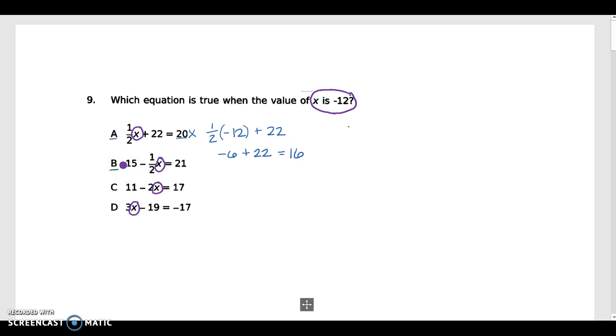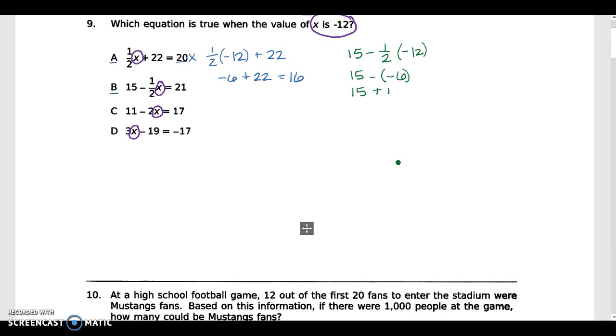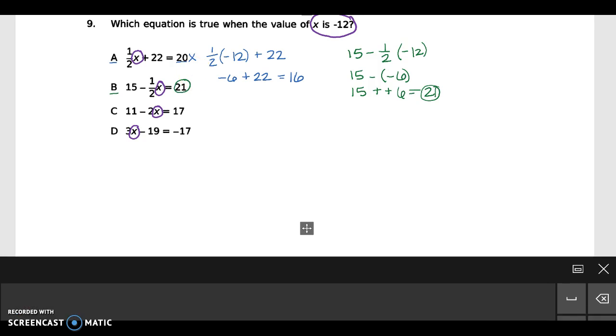B says 15 minus 1/2 times -12. So 15 minus 1/2 of -12 is -6. So minus a negative becomes 15 plus a positive, right? Plus a positive 6. So that's going to equal 21. So that seems to match, but I'm going to keep going just to check my math.